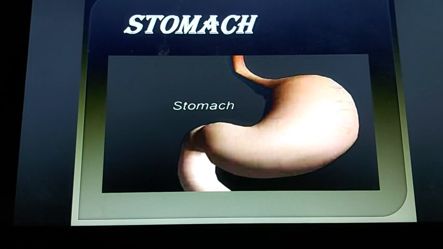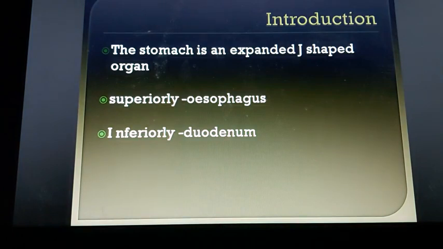Today I am going to teach about the stomach. Coming to the introduction of the stomach. This stomach is an expanded J-shaped organ. Superiorly, it is related to the esophagus. Inferiorly, it is continuous as the duodenum.